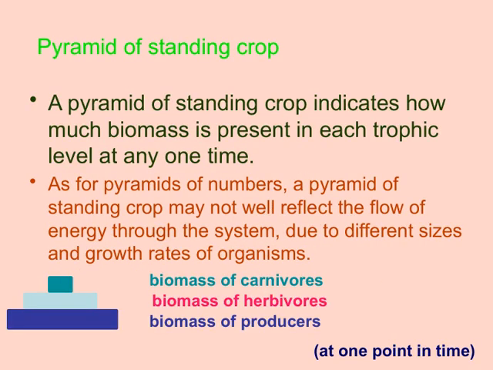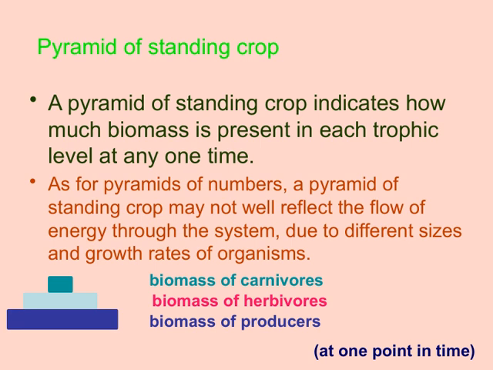Let's take a look at the pyramid of standing crop. This diagram shows us how much biomass is present at each trophic level at a specific point in time. It's a useful way to visualize the distribution of living material across the food chain. However, it's important to remember that, similar to pyramids of numbers, this kind of pyramid might not perfectly reflect how energy flows through the system. That's because organisms vary greatly in size and growth rates. For instance, a large, slow-growing tree might have a lot of biomass, but isn't necessarily indicative of energy transfer efficiency.